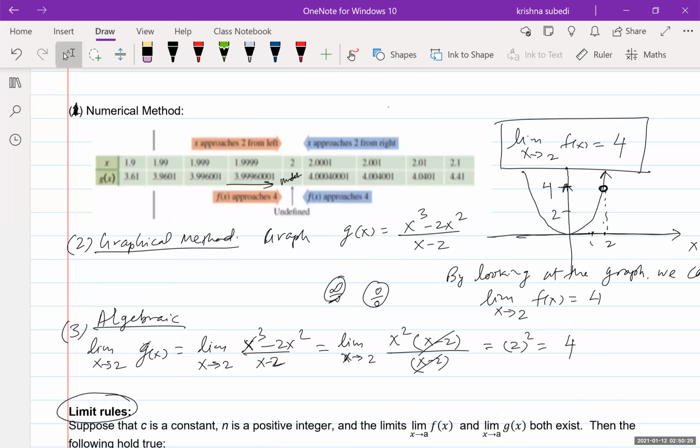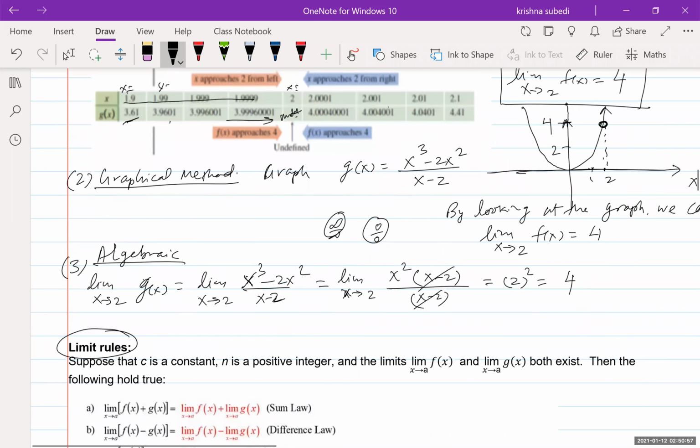Oh, no, don't take common. In numerical method, we are plugging in x equals 1.9. Not approximately 1.9, x equals 1.9. What is the value? x equals 1.99. What is the value? So we are talking about equal values for all of these. When x equals 2, then this is undefined, so you cannot do the algebra. Okay, thank you, Professor.